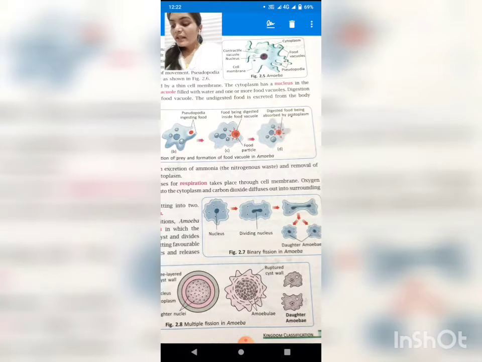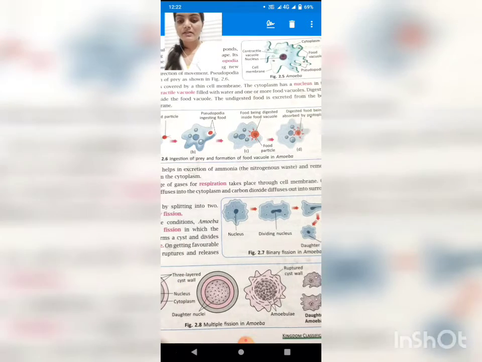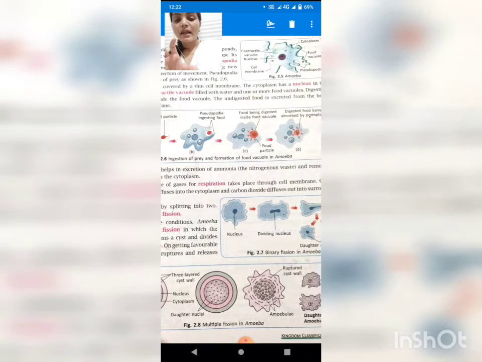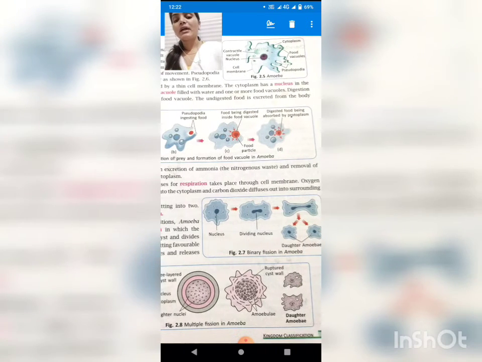Now if numerous cells are formed from one cell, that fission is known as multiple fission. See, in this diagram 2.8, here is one cell, and inside it a cyst is formed. That cyst divides itself multiple times, and after it gets favorable conditions, it is divided into numerous cells, and after some time the cell ruptures and numerous cells are released.